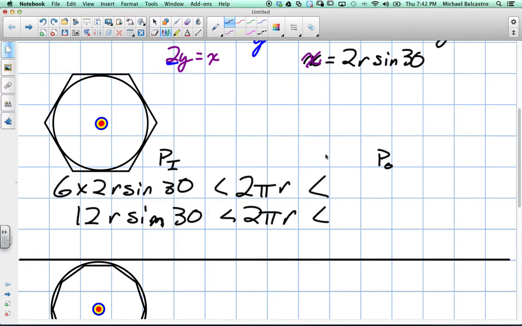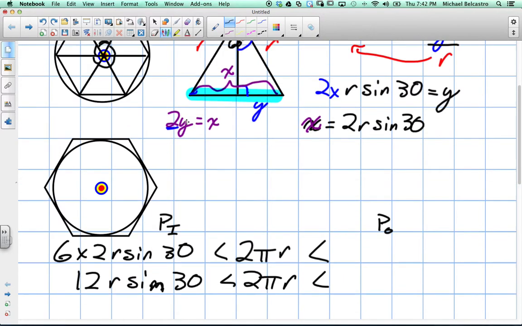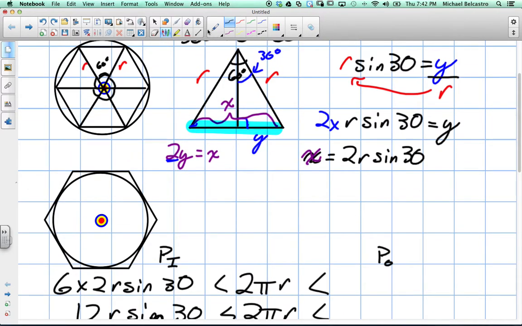Okay, we still have to find the perimeter of the outside hexagon. So we're going to take something that's very similar, but in this case it's a little different because of our radius, okay, so we'll break them into triangles again. Right, so we're going to have 6 triangles just like before.